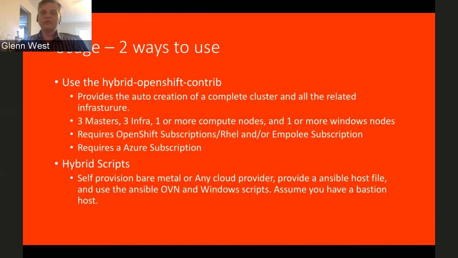Your other choice is to provision your own infrastructure, either on bare metal or any other cloud provider. Use the provided Ansible host files as an example, and then you can use the Ansible OVN and Windows script. It does have an assumption you have a bastion host. Ansible can be a bit unreliable trying to do things to itself. So consider having at least a small bastion host.